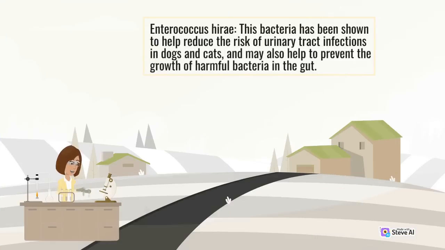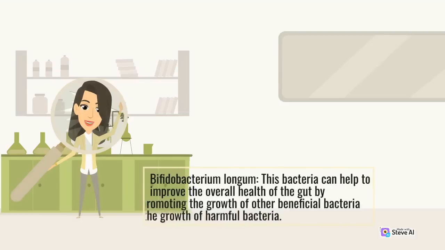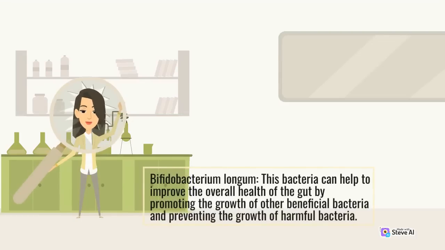Enterococcus aureus. This bacteria has been shown to help reduce the risk of urinary tract infections in dogs and cats, and may also help to prevent the growth of harmful bacteria in the gut. Bifidobacterium longum. This bacteria can help to improve the overall health of the gut by promoting the growth of other beneficial bacteria and preventing the growth of harmful bacteria.